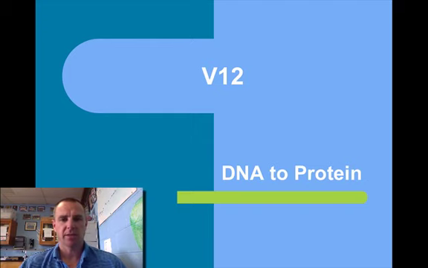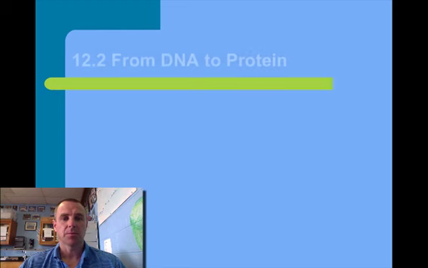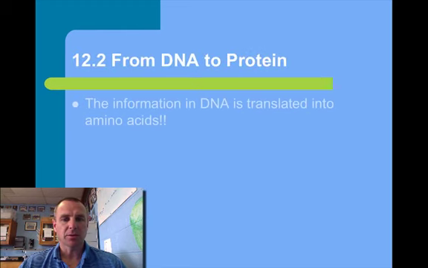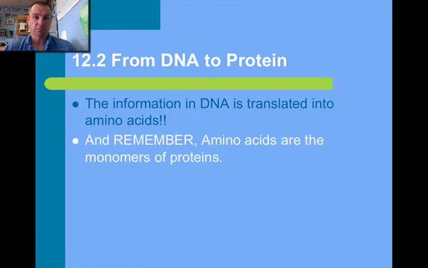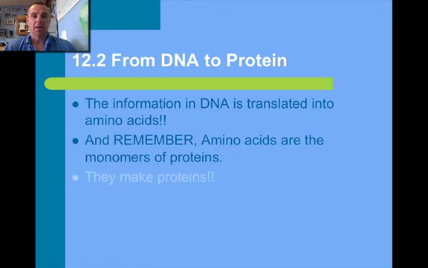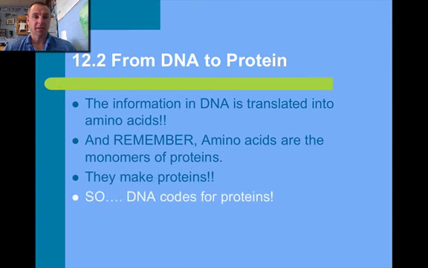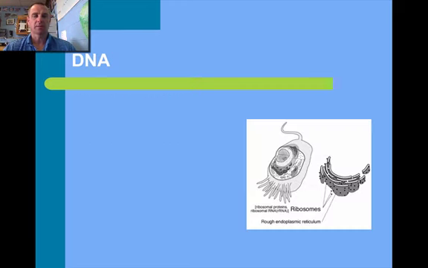So how do we go from the DNA inside a cell to being able to make a protein at the ribosome? Well, here's some things you need to remember. First of all, DNA is translated into amino acids. Remember, amino acids make proteins, and since they make proteins, you've got to also remember that DNA basically codes for proteins. So now let's look at this a little bit.